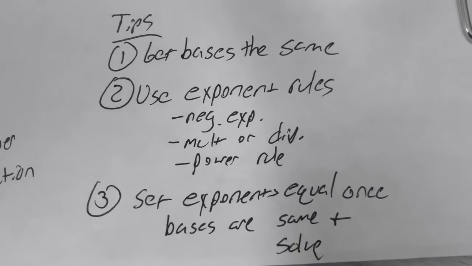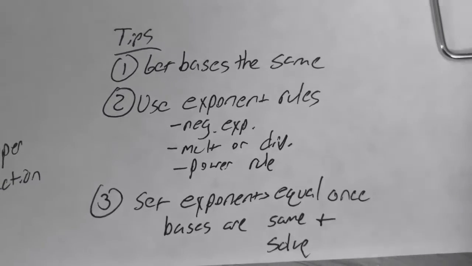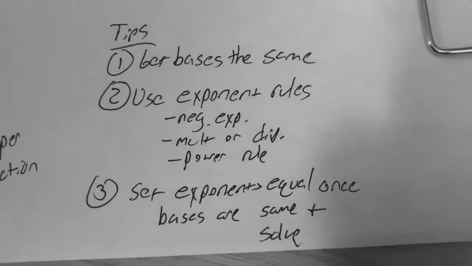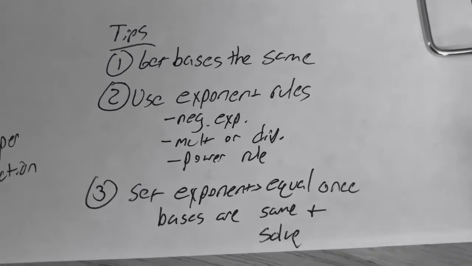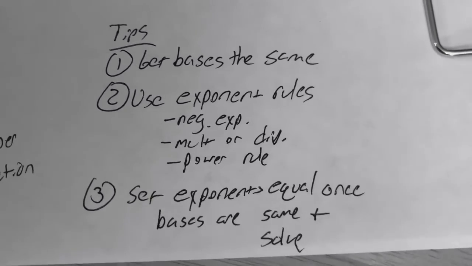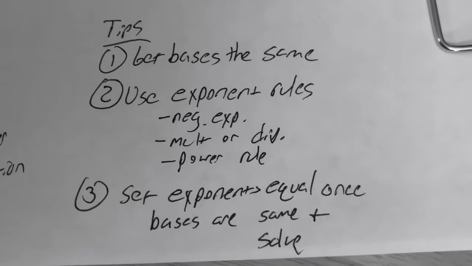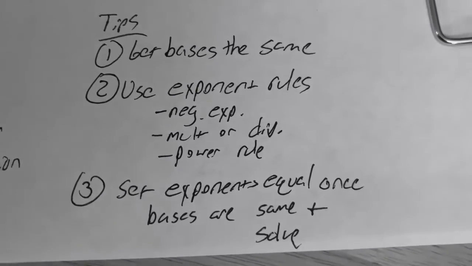And third, set your exponents equal once those bases are the same and solve. So you just want one base on one side, one base on the other side, left to right, whatever you want to call them. But you should have one on each side. They should be the same. Those exponents then can be set equal to one another, and just solve for x, whatever you got to do.